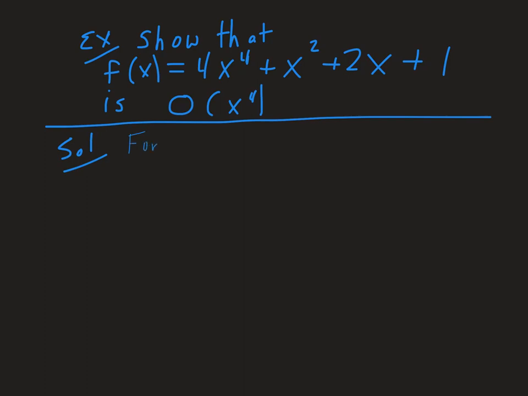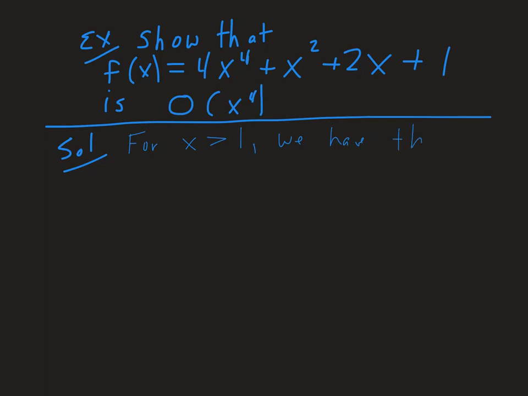For x greater than 1, a lot of really nice things happen. Remember from all the examples we've done in class that we're trying to show that this function is less than or equal to a constant times this function. And the way we do that is we want to replace each and every term by something that is larger, in terms of x to the fourth.